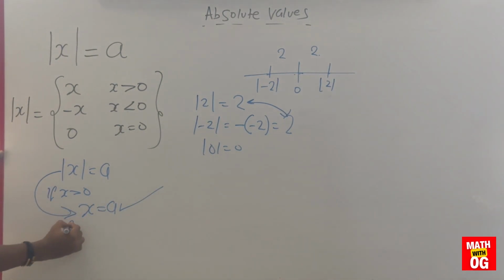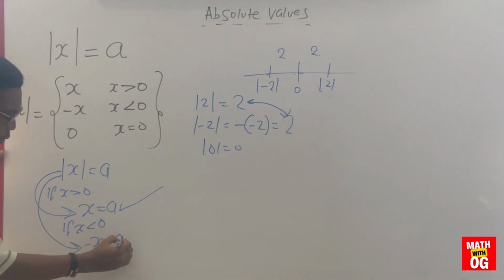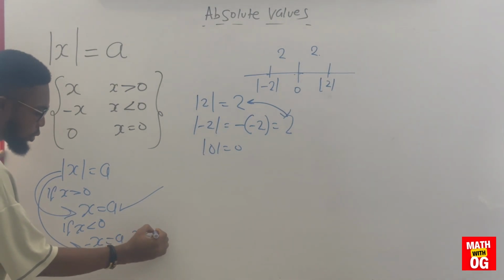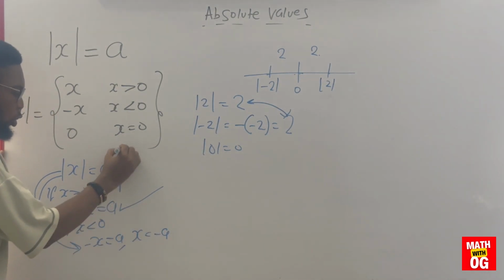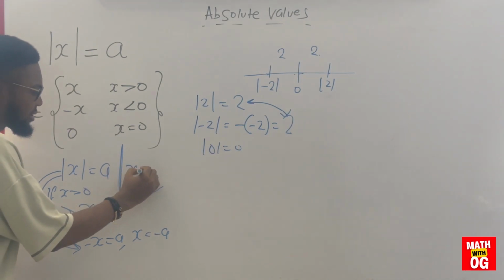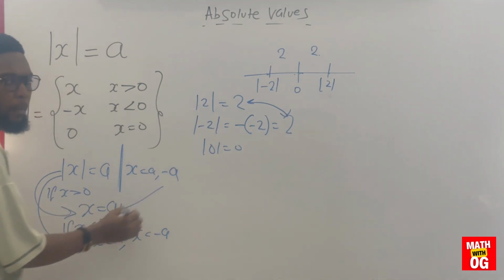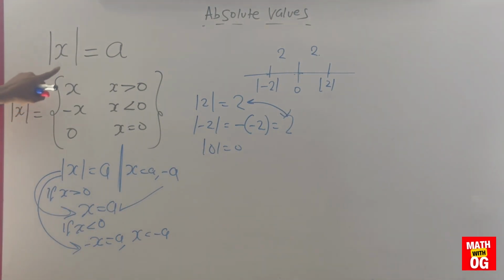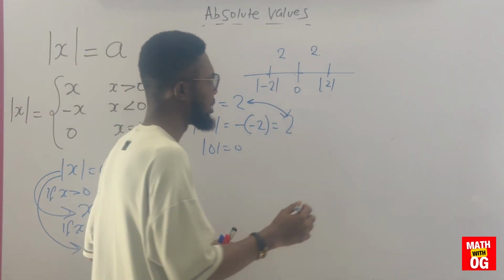Then we also assume x is less than 0. If x is less than 0, the absolute value of x will be what? Negative x, which will also be equal to a. So therefore, x will be equal to minus a. So the solution to this question is x is equal to a or minus a. So if I put a here, the absolute value of a will give me a. If I put a minus a here, the absolute value of minus a will give me a.